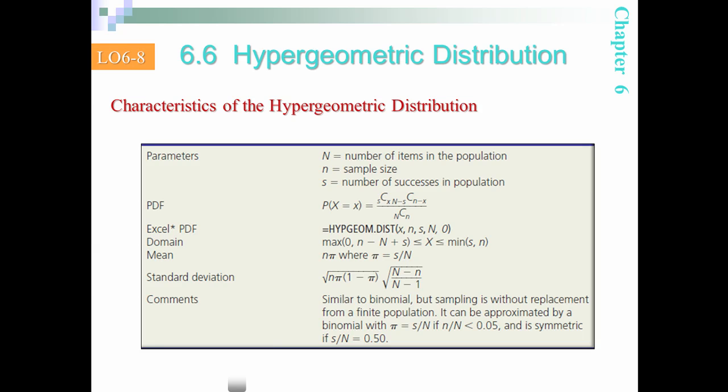And so basically all we're doing here is we're counting the number of ways that we can choose X successes from S successes. So S choose X, and then in addition to that we have to count the number of ways that we can choose from the failures, the capital N minus S failures in the population, lowercase n minus x failures in the sample. And all of that's going to be divided by capital N choose lowercase n, or the number of ways that we can choose lowercase n items from capital N items.